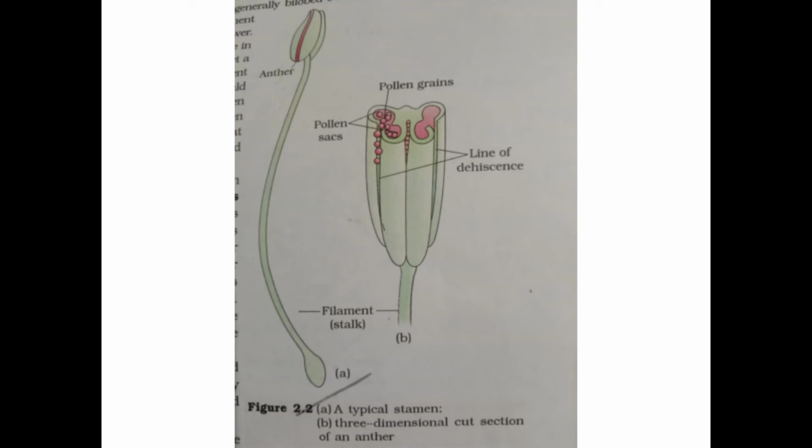And as the flower becomes old, this will develop into what? Microsporangia develop into pollen sacs. Is it clear?